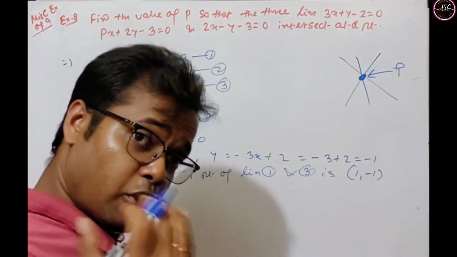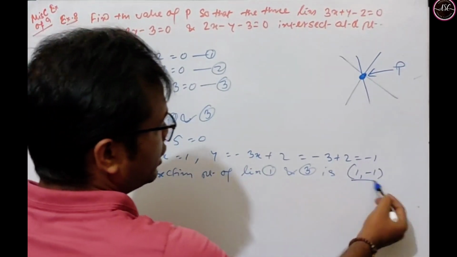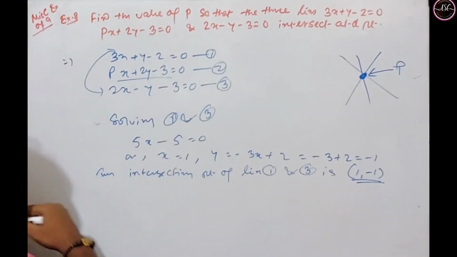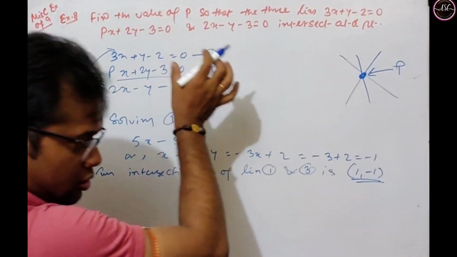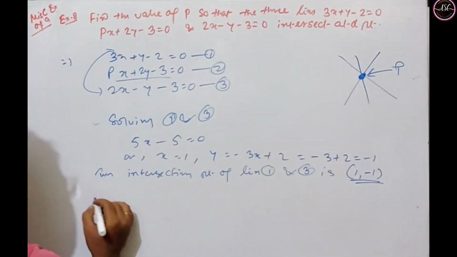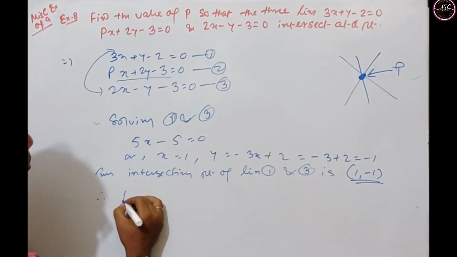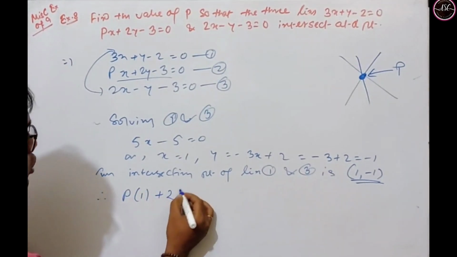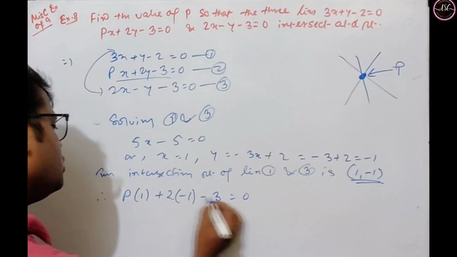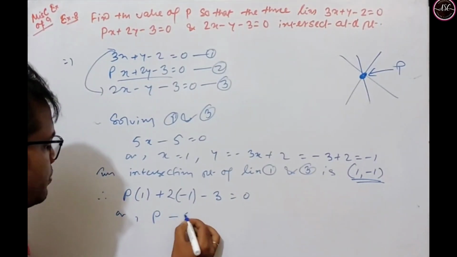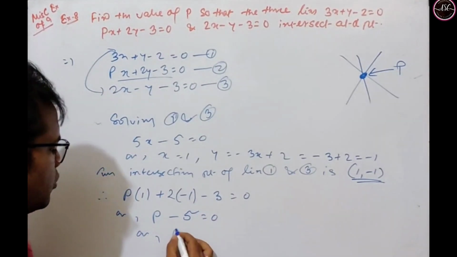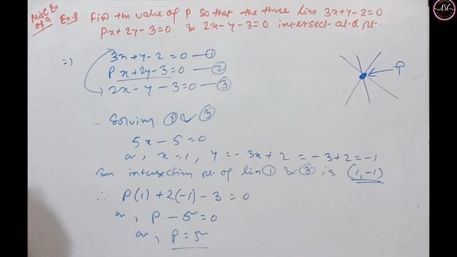So in a point, this point must satisfy this equation, or this line is passing through 1 comma minus 1. So therefore we have p into 1 plus 2 into minus 1 minus 3 equal to 0, or p minus 5 equal to 0, or p equal to 5. Okay, this is the value of p.